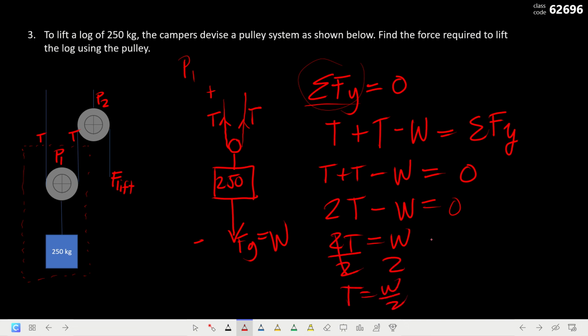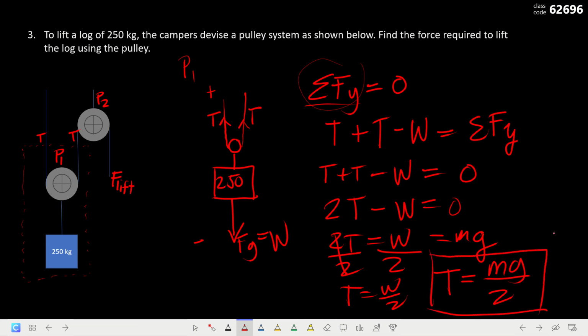We know that weight is equal to mass times the acceleration due to gravity. Therefore, tension is equal to mg divided by 2. So, tension is 1/2 of our weight. This will be our equation number 1.